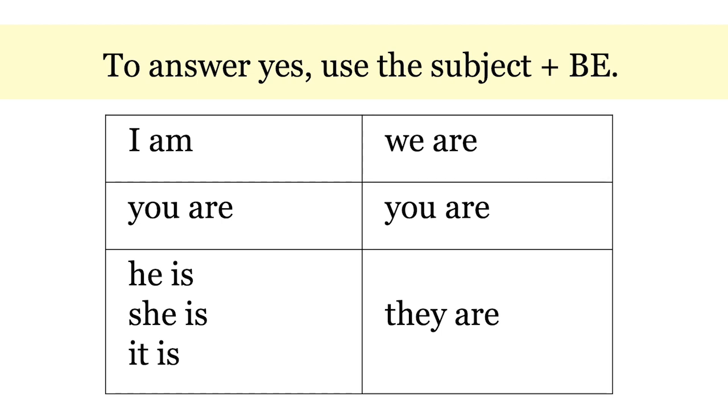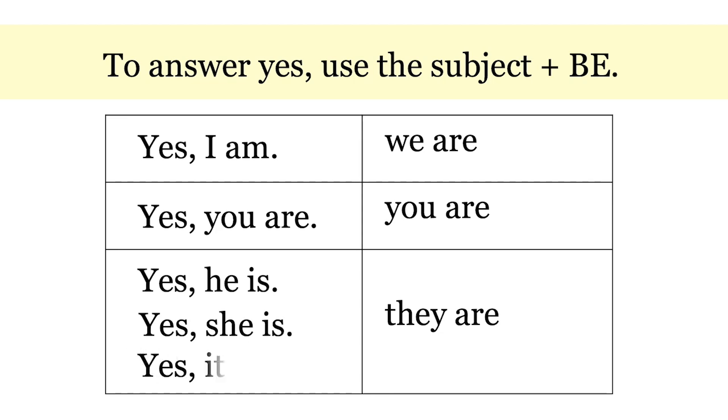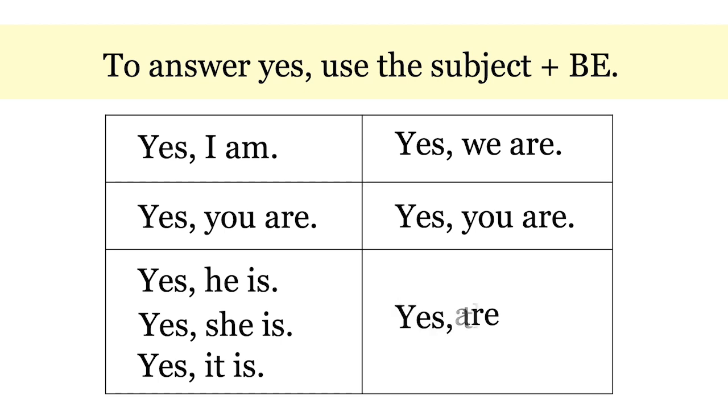Here is our be chart again. To form the short answer, just put yes and a comma in front of the subject and the be verb. Yes, I am. Yes, you are. Yes, he is. Yes, she is. Yes, it is. Yes, we are. Yes, you are. And yes, they are. These are the short answers when you want to answer yes.